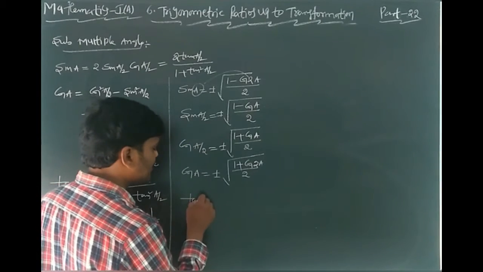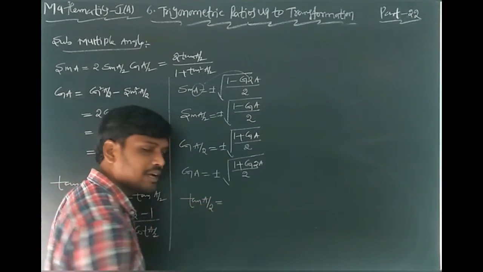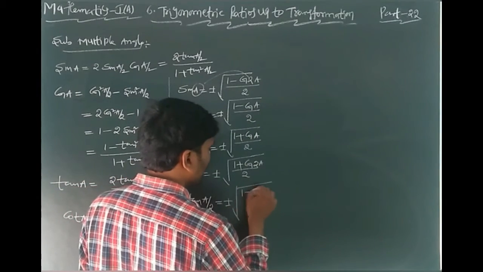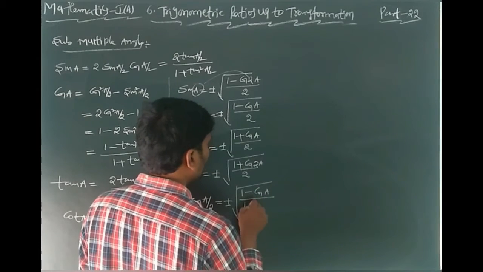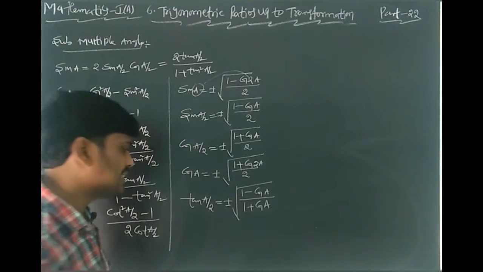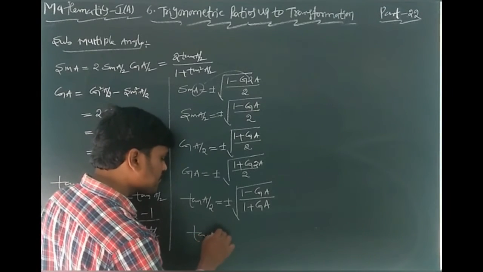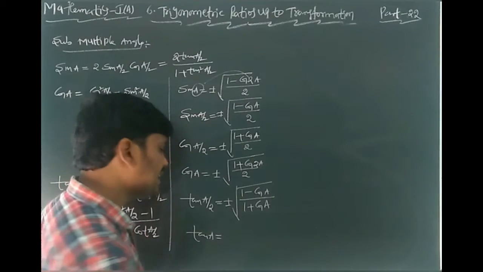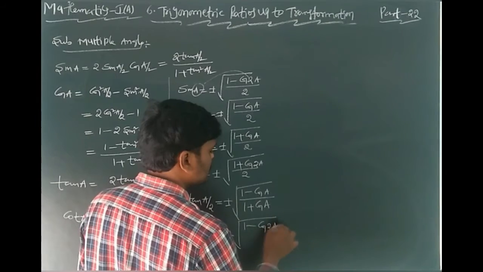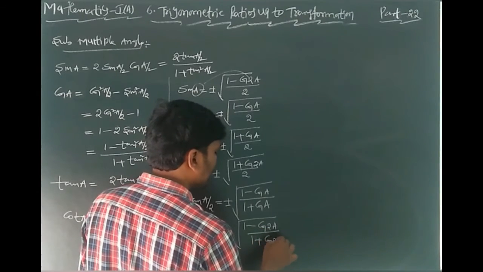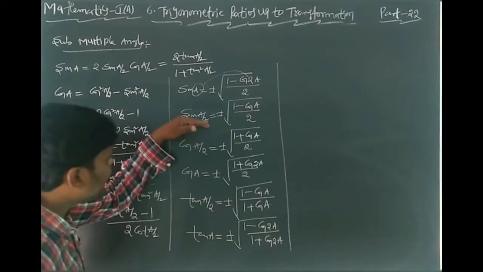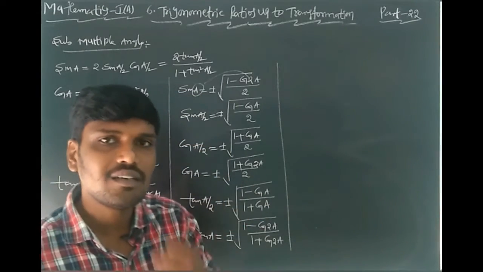Similarly, you can write tan a by 2. The formula of tan a by 2 is plus or minus square root of 1 minus cos a by 1 plus cos a. Similarly, the value of tan a is plus or minus square root of 1 minus cos 2a by 1 plus cos 2a. You know that students, tan is nothing but sin by cos. You can write sin by cos, you get the tan easily.